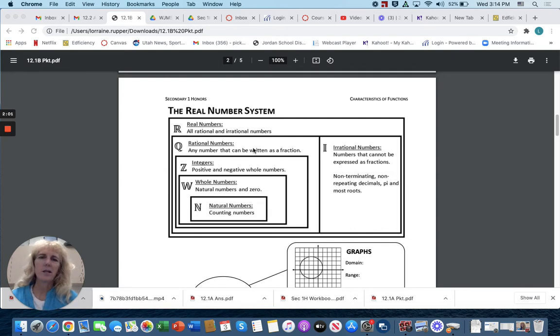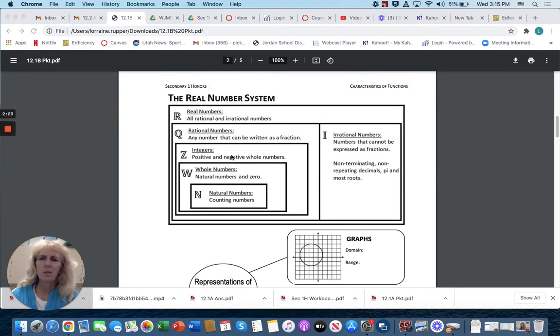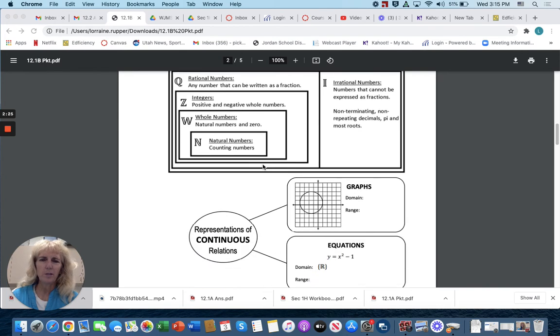Rational numbers are any numbers that can be written as a fraction or a decimal. And then the real numbers are all rational and irrational numbers. Irrational numbers are numbers that cannot be expressed as fractions. They're non-terminating, which means they don't end and they don't repeat, such as pi and most roots like the square root of 10. Okay? So that's just a brief review on the real number system.